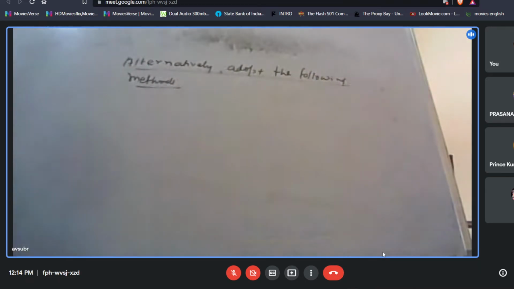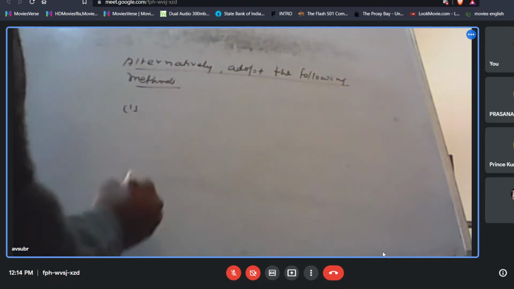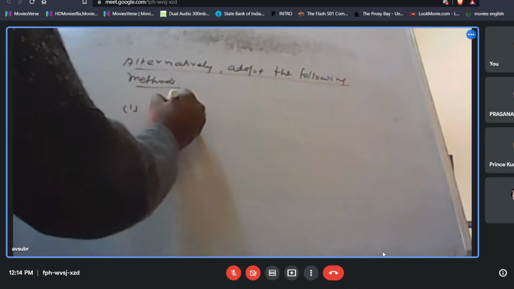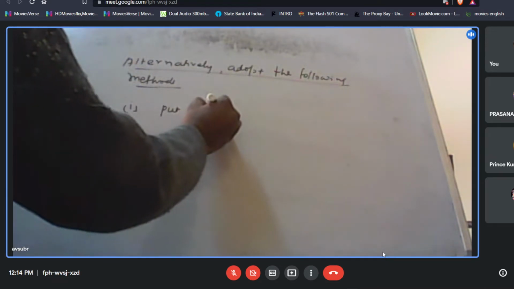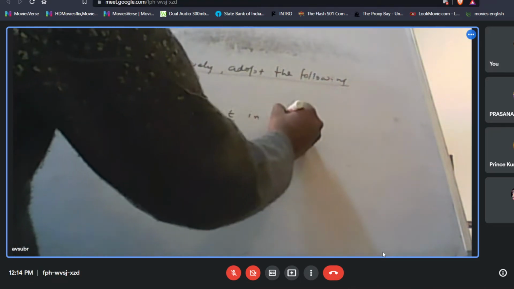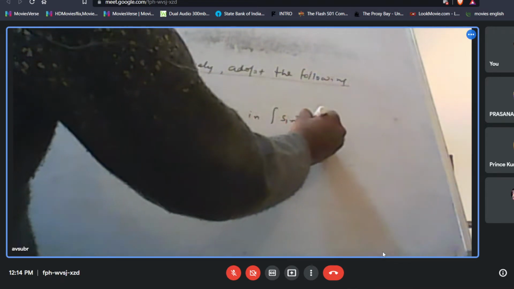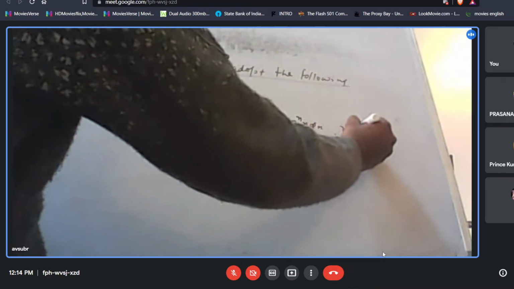Okay, you can adopt these methods also. First, you can put cos x equal to t in the integral of sine to the power n x dx, when n is odd.